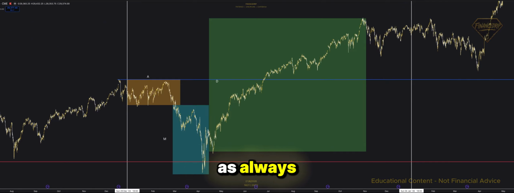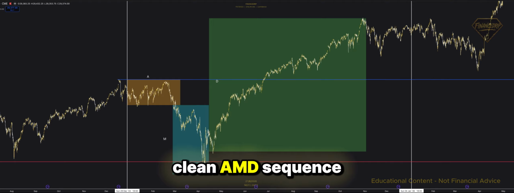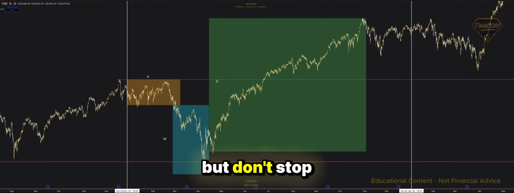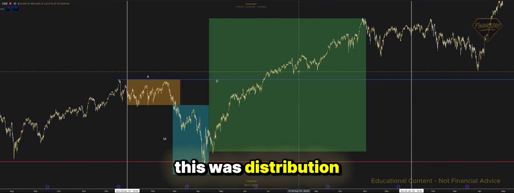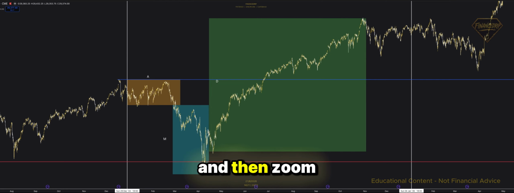And as always, before you move on, try something. Open a chart, find what you think is a clean AMD sequence. But don't stop after you've drawn 3 boxes around it. Remove the labels again, then ask yourself, why did I call this accumulation? What actually made this manipulation? What tells me this was distribution? And then zoom out one time frame. You can start at the 5-minute, 15 minutes and zoom out to the 1 hour to 4-hour chart.